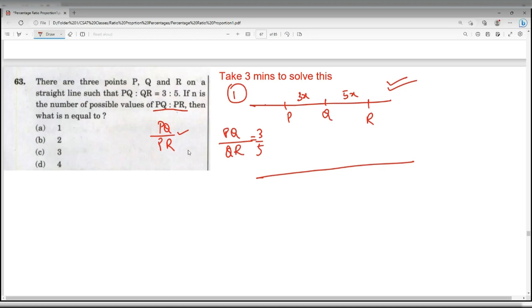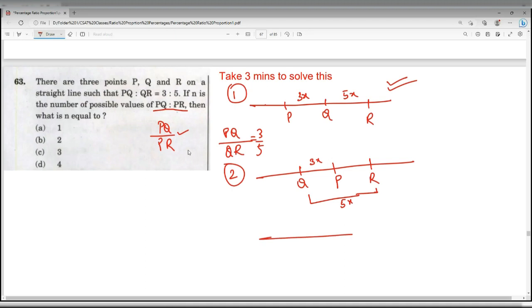Then let's interchange. We'll bring P in the middle: Q, P, and R. I've taken this as 3x and 5x because the ratio is 3 to 5. Now PQ is 3, QR is 5. This also is possible. This can be 3x and this can be 5x, because this distance is greater than this. So yes, this can be possible. This is the second possibility.